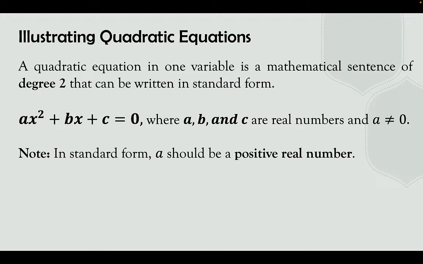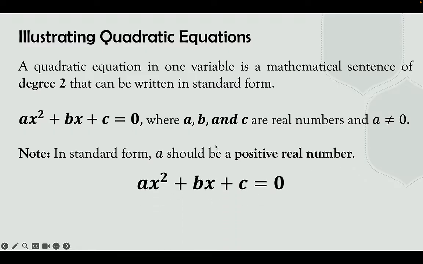A quadratic equation in one variable is a mathematical sentence of degree 2 that can be written in the standard form ax squared plus bx plus c equals 0, where a, b, and c are real numbers and a must not equal 0. We need to note that in the standard form, a should be a positive real number.